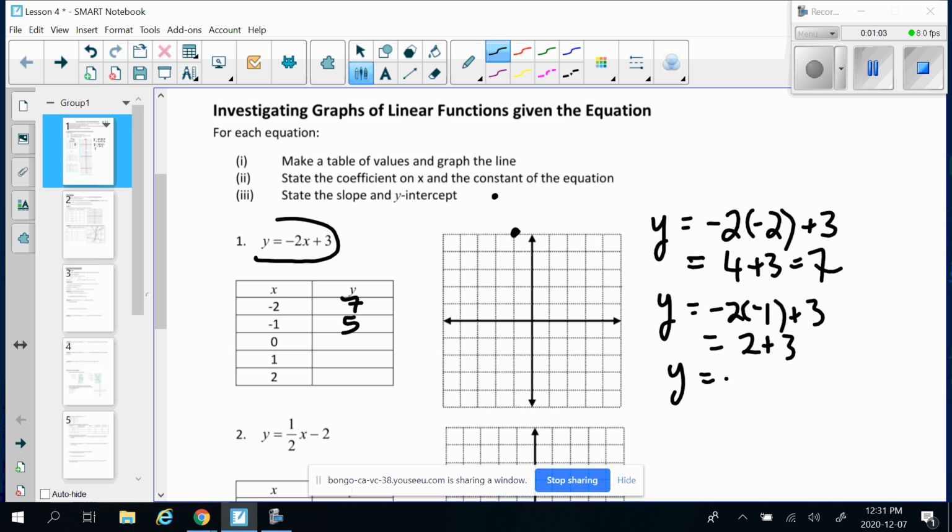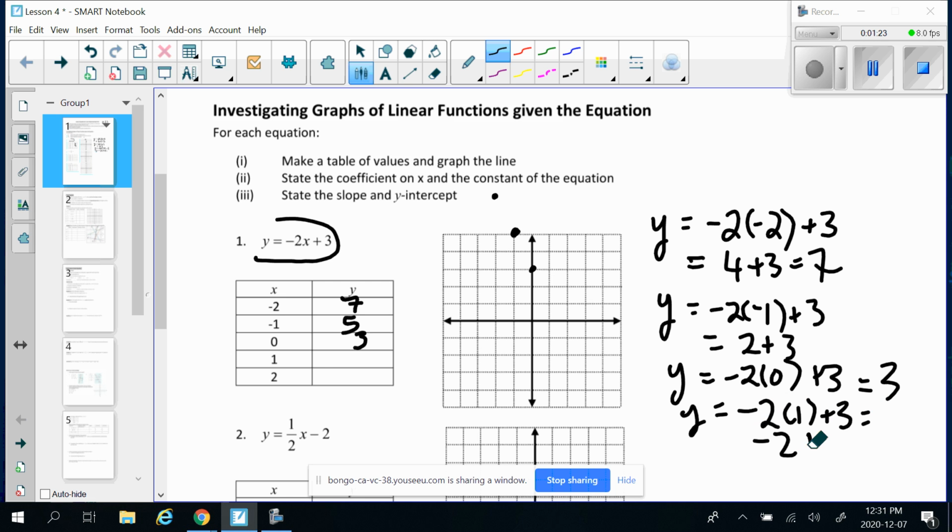y is equal to -2 times 0 plus 3. So that just ends up being 3. So (0, 3). And you can already see what the pattern is of the line. So y is equal to -2 times 1 plus 3, which is going to be -2 plus 3, which is 1. So this is 1.